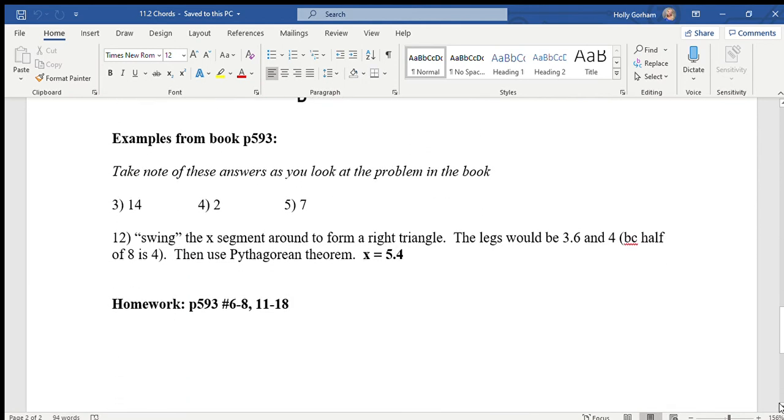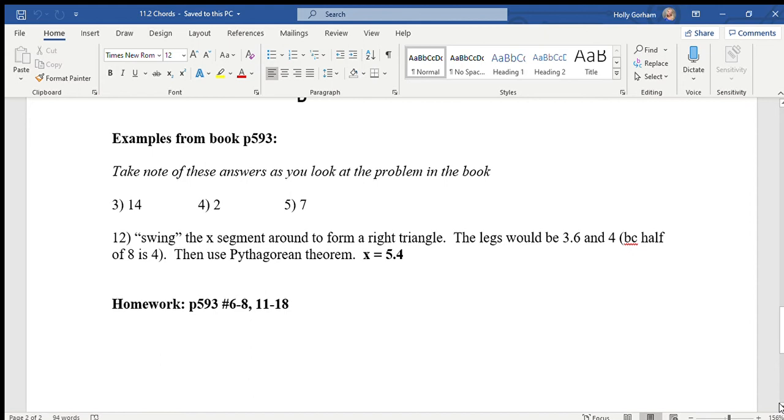So as we look at page 593, start with 3, 4, and 5. They're pretty basic. Just look at those problems and look at the answers I've given you here. I want you to see if that makes sense. And then take a look at number 12.